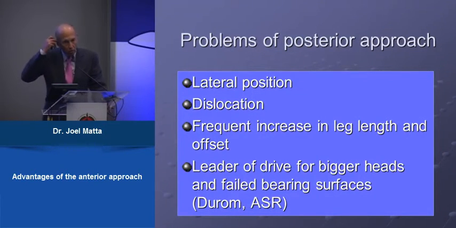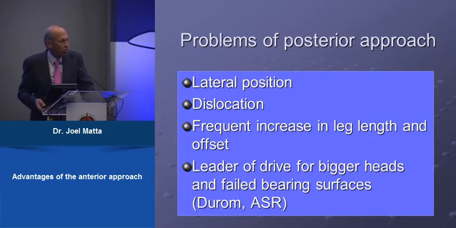Problems with posterior approach, which is the most common approach, is I would say first is lateral position. Charnley began, Judet began supine because he knew where the pelvis was. And with anterior approach, we have an opportunity to go back supine where we have better cup positioning. Posterior approach is associated with dislocation, I would say also with a frequent increase in leg length and offset. And that's because surgeons try to tighten the soft tissues to prevent dislocation.